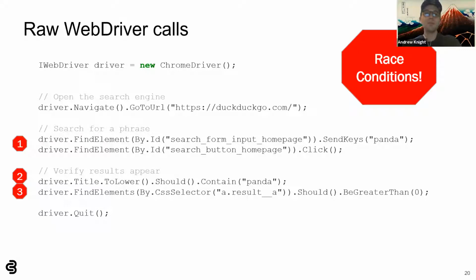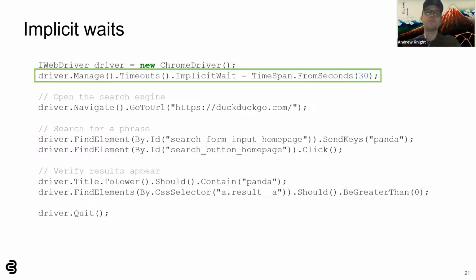WebDriver does not automatically wait for elements to load or for titles to appear. Waiting is a huge challenge for web UI automation, and it's one of the main reasons for what we call flaky tests, those intermittent failures that sometimes happen and sometimes don't. You could set an implicit wait that will make calls wait until target elements appear, but they don't work for all cases, such as the title in race condition number 2.